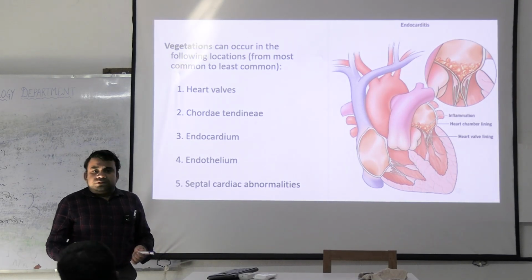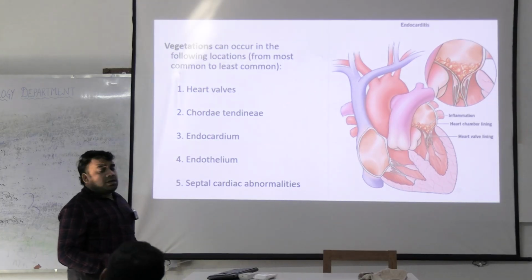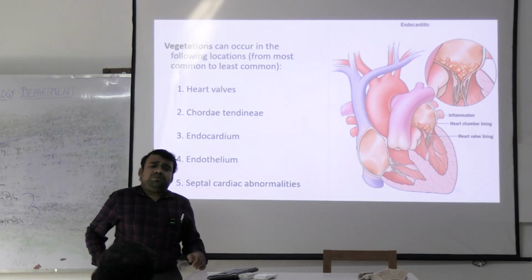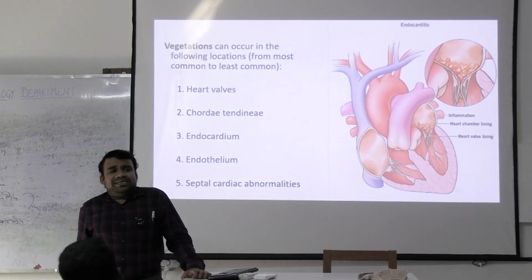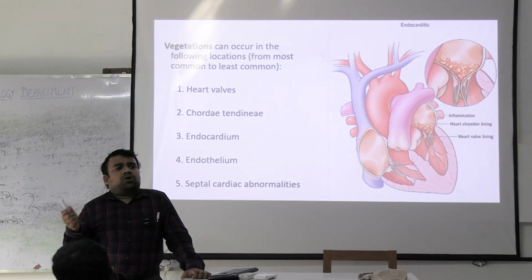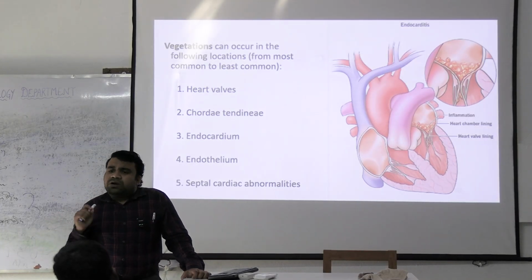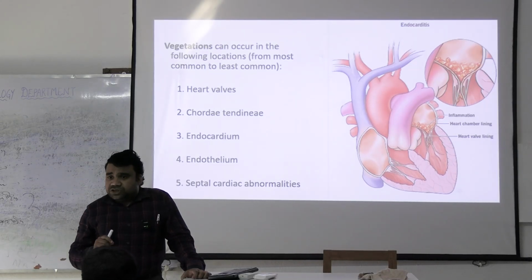The tendons of the valves, then endocardium, then endothelium, and finally septal cardiac abnormalities. Suppose the patient may have a small VSD or an ASD. So the edges of the septal defect also undergo microtrauma repeatedly. So these are the areas we need to look for vegetations.